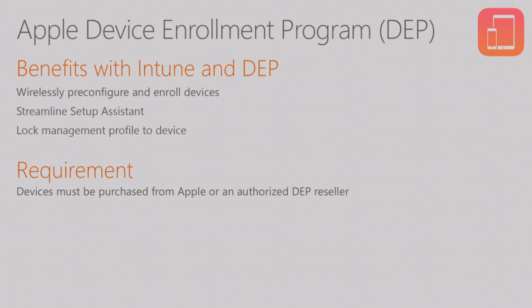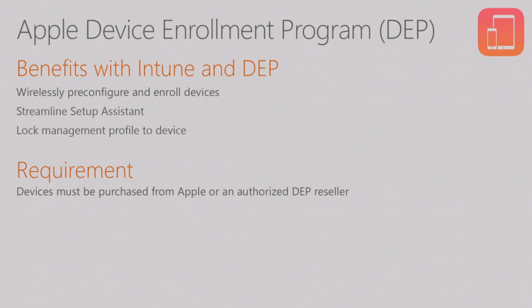We walked through the DEP program. The big benefits are wirelessly pre-configuring your devices, streamlining that setup assistant flow, and locking the management profile to the device. The thing is, the device must be purchased from Apple or an authorized DEP reseller. Now, that being said, a lot of you are probably thinking, well, I already have a whole bunch of devices that I didn't buy from a DEP reseller, or I didn't buy through the DEP program, I should say.